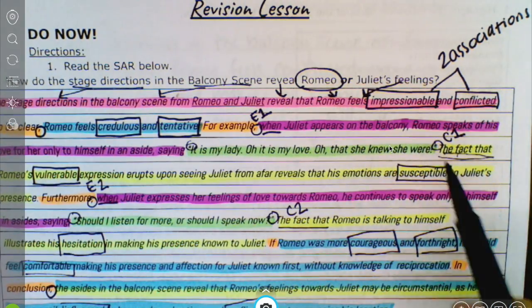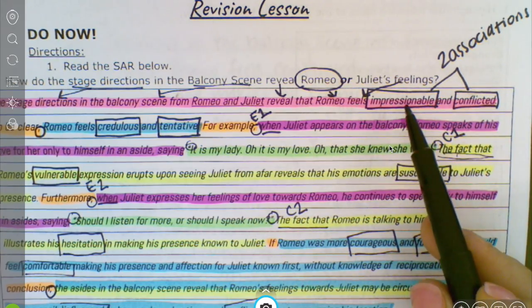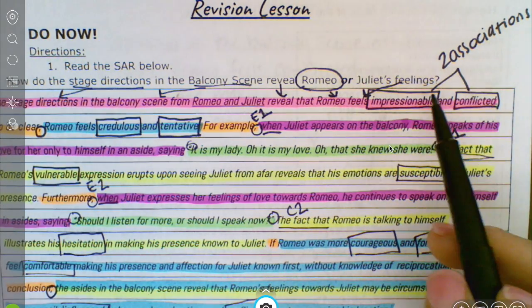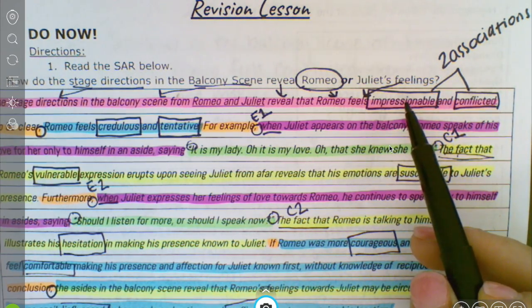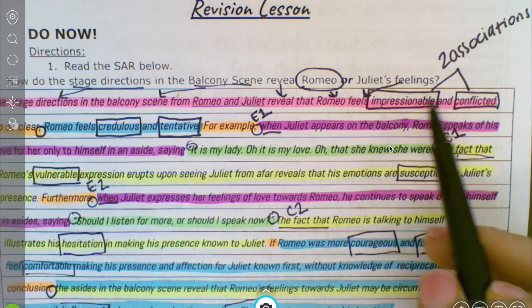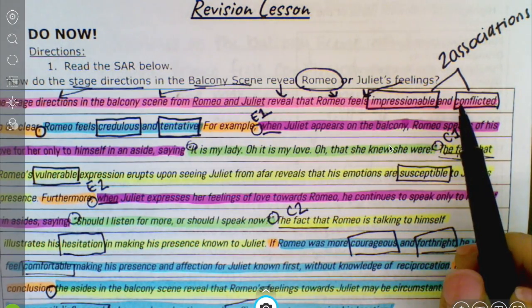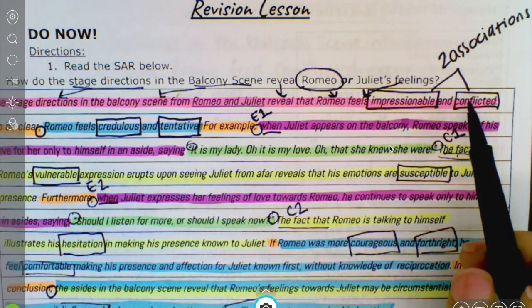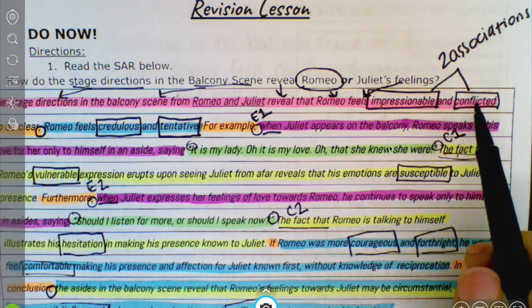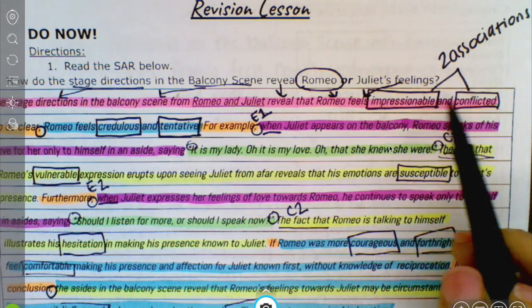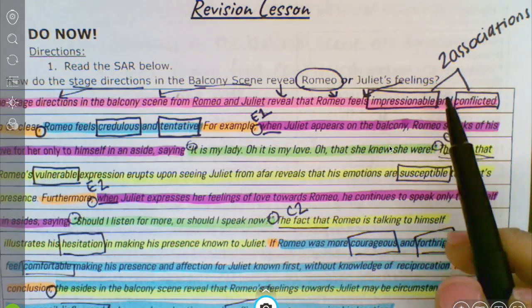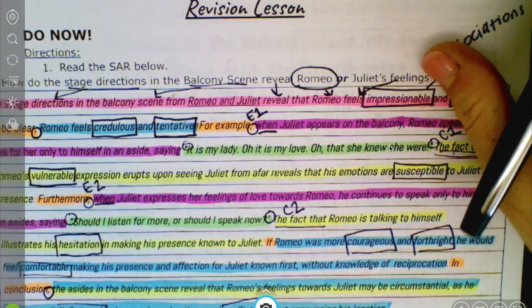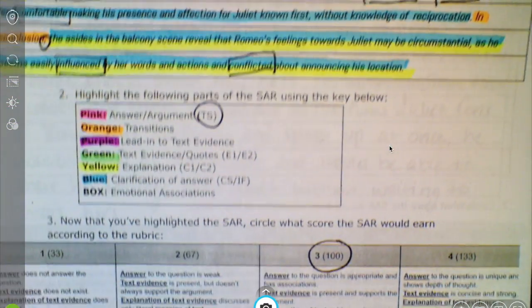Then I see that I have 2 associations, not just one, but I talk about both of his feelings. He is impressionable on Juliet's feelings. The way she feels impresses him and maybe can change his mind. He's also conflicted because he doesn't know if he wants to let Juliet know that he is there. So these 2 feelings are both what he is feeling. I don't just give one, which means this is a really strong topic sentence, all right? So it wouldn't be a 1.